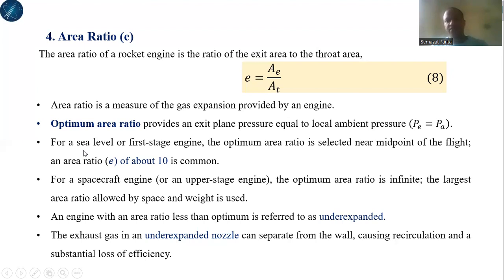For a sea level first stage engine, the optimum area ratio is selected near midpoint of the flight. So we select an optimum area ratio. Most of the time we take 10. Area ratio is equal to 10, means exit area, because our nozzle is like this.